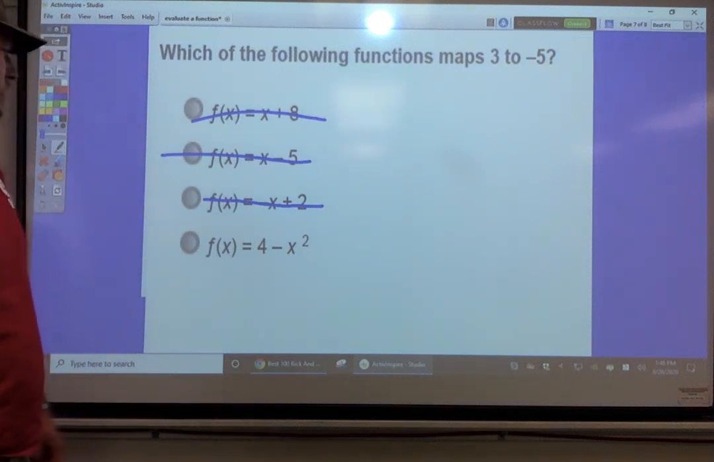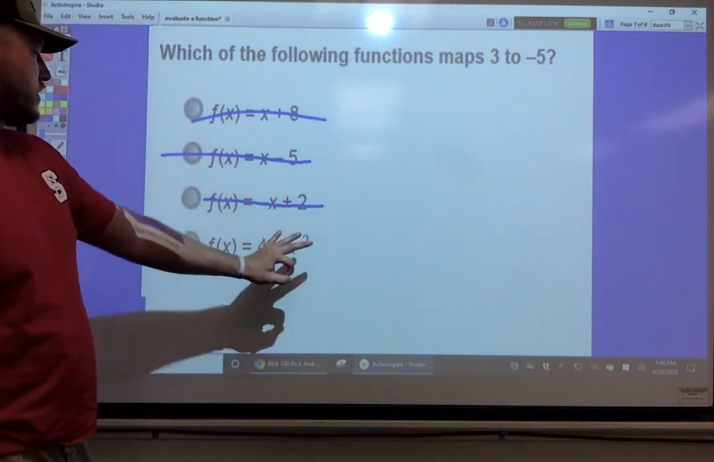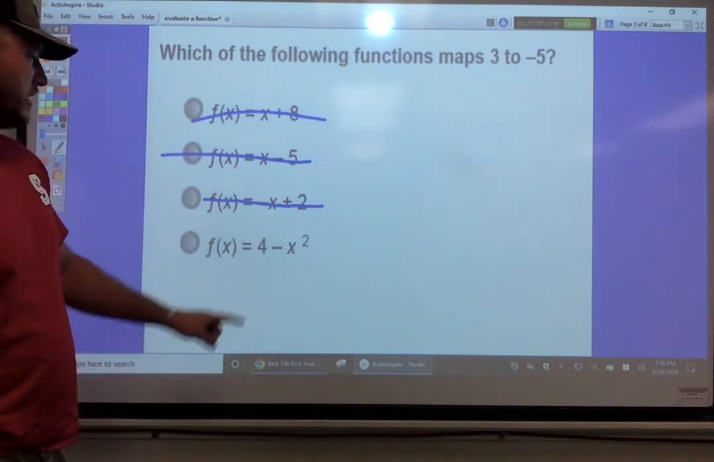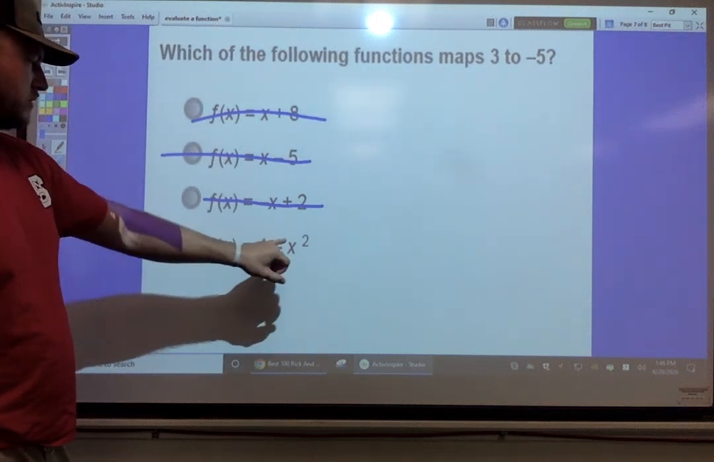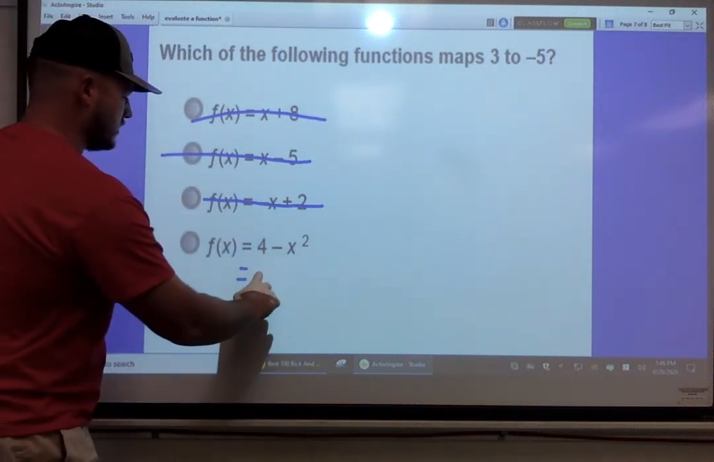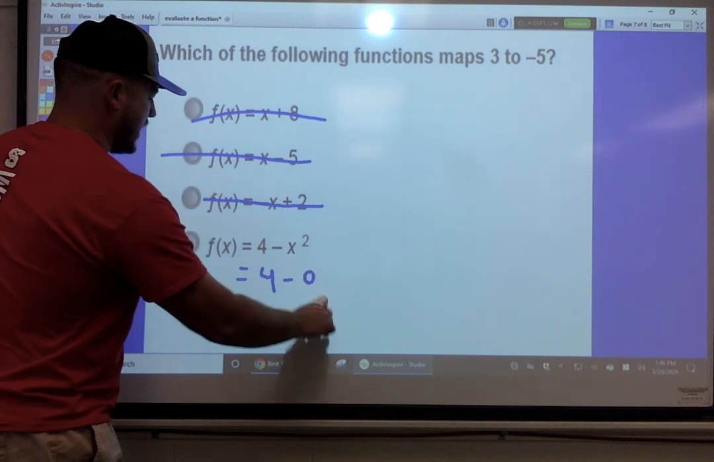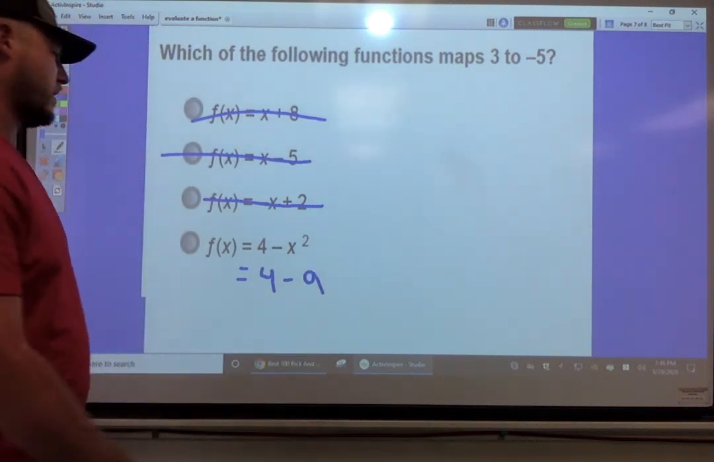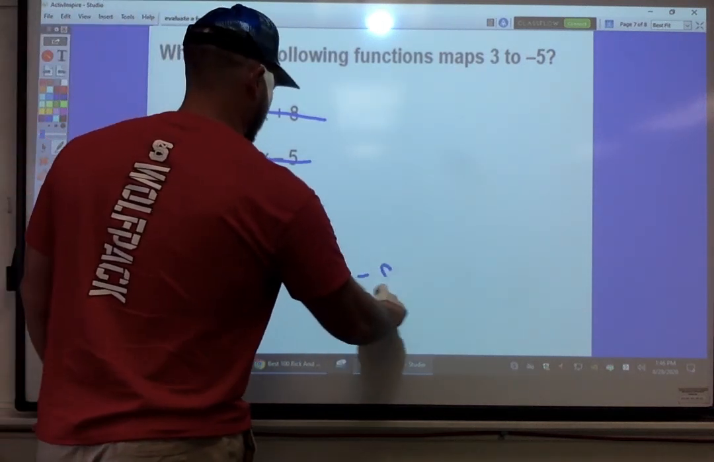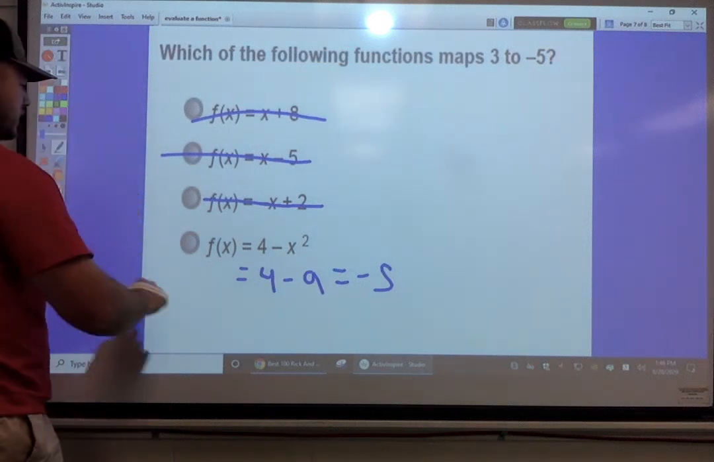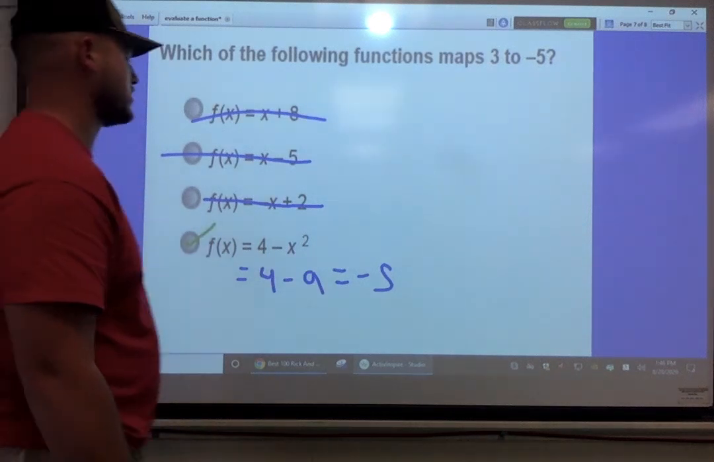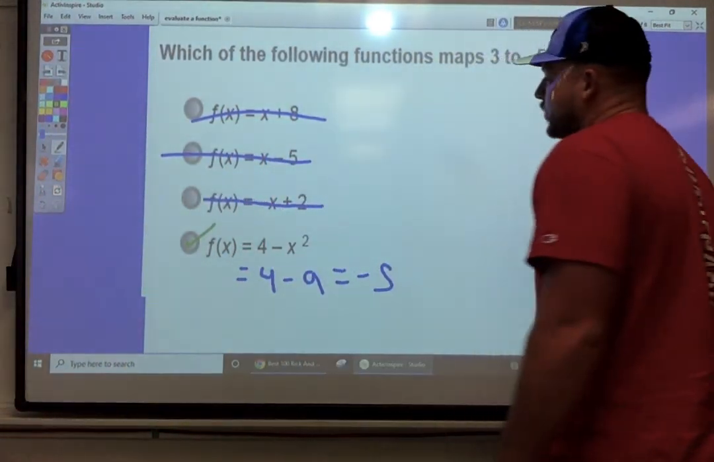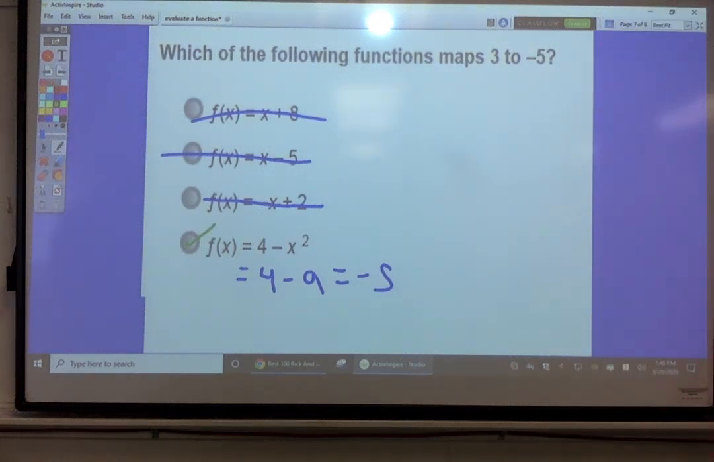And then the bottom one here, if it's 3 squared, and again, the minus sign's over here. So 3 squared is 9. So 4 minus 9. Ding, ding, ding. I think we have a winner. That is -5. So this is going to be the choice that maps 3 to -5.